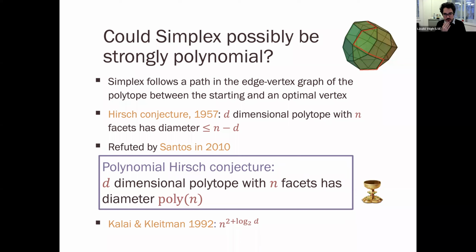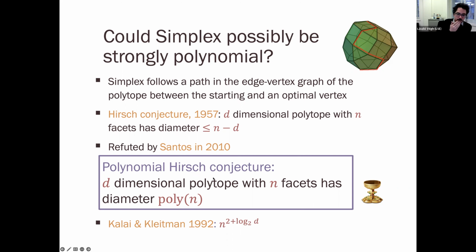So Hirsch had this very nice conjecture that with n facets in d dimensions, the diameter would be at most n minus d, which is clearly the best possible bound one can hope for. And it took surprisingly more than 50 years until this was refuted by Santos, but refuted by a little bit.